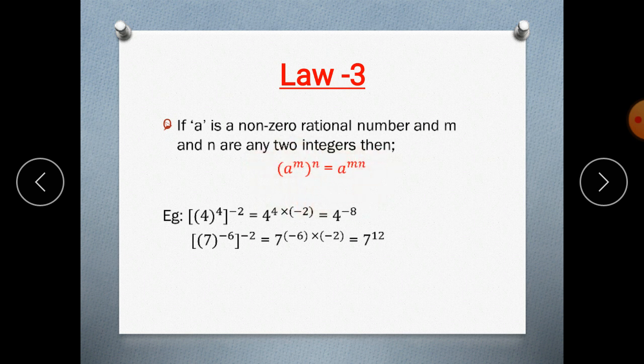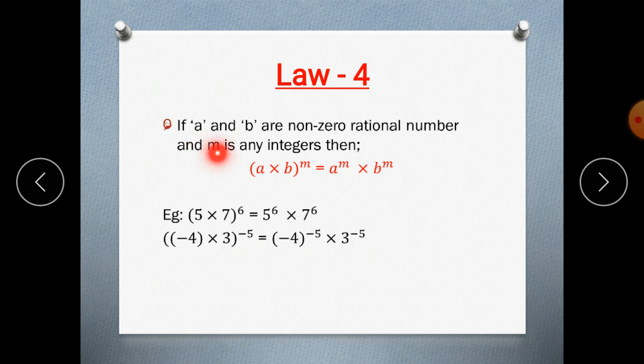For example, 4 raised to 4 whole raised to minus 2 gives you 4 raised to 4 into minus 2, that is 4 raised to minus 8. 7 raised to minus 6 whole raised to minus 2 gives you 7 raised to minus 6 into minus 2, that is 7 raised to 12.